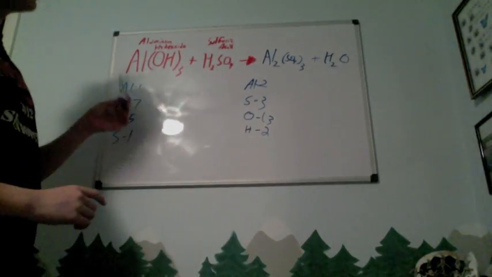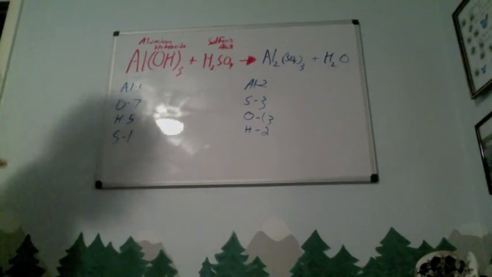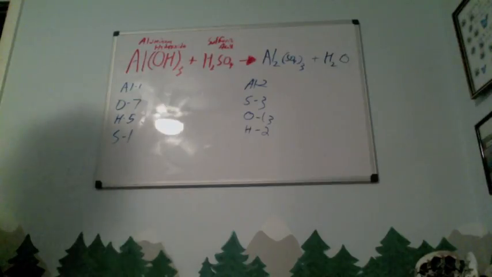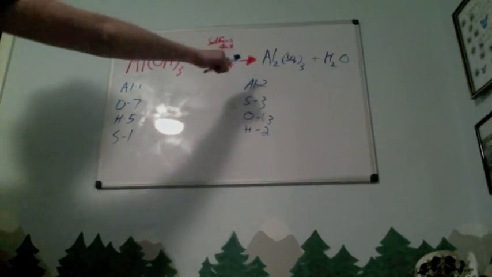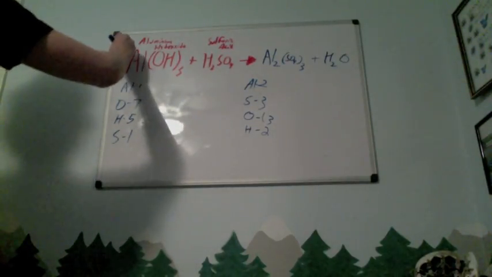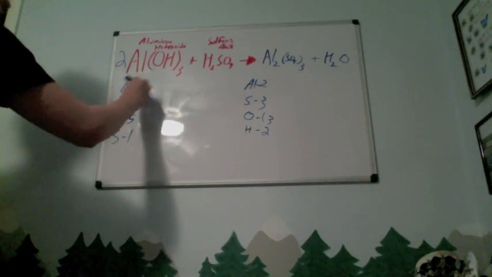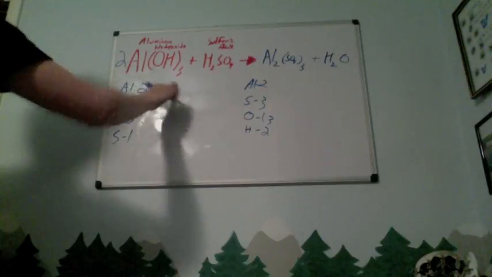So what we need to do over here to balance the equation is find what goes into these numbers that would make them balance. So we already know that Al, there's 2 over here and 1 over here. So the easiest thing to start would be to put a 2 in front of this. So now we have 2 aluminums, so we can change that. So those 2 check out.